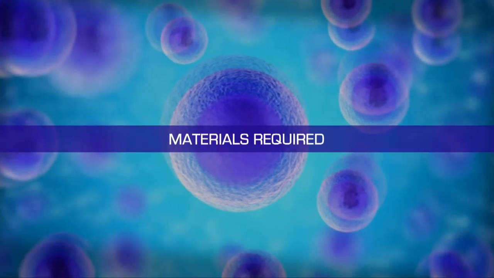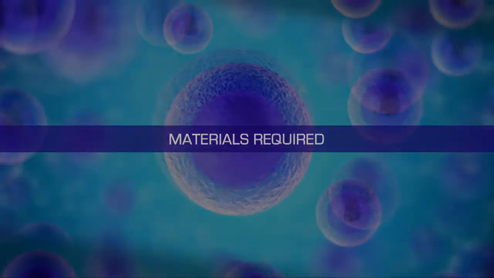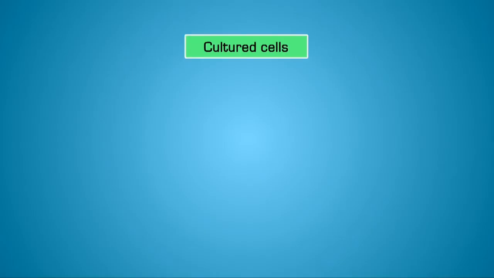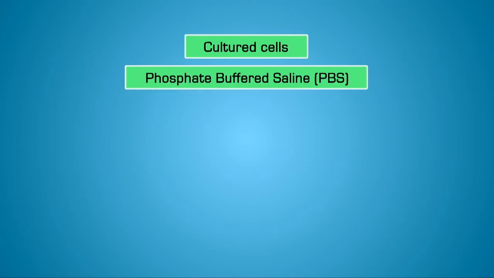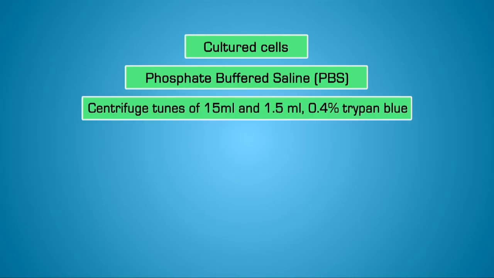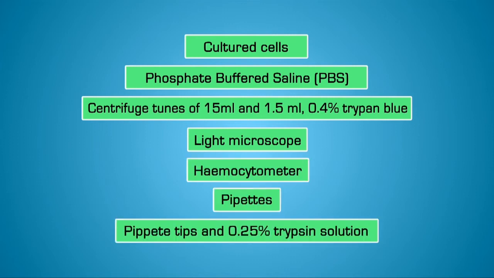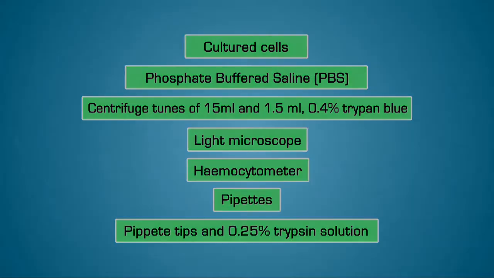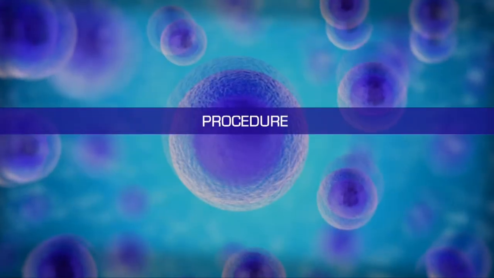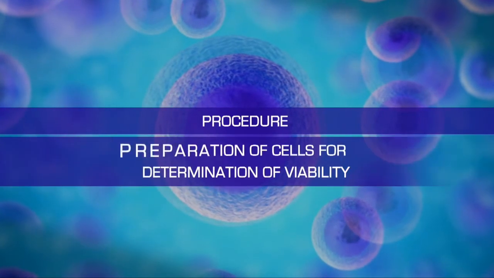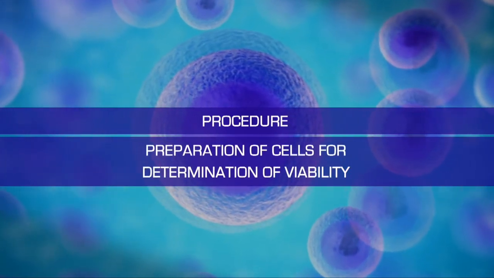In materials required, we will be requiring cultured cells, phosphate buffered saline, centrifuge tubes of 15 ml and 1.5 ml, 0.4% trypan blue, light microscope, hemocytometer, pipettes, pipette tips, and 0.25% trypsin solution. In the procedure, first, preparation of cells for determination of viability.